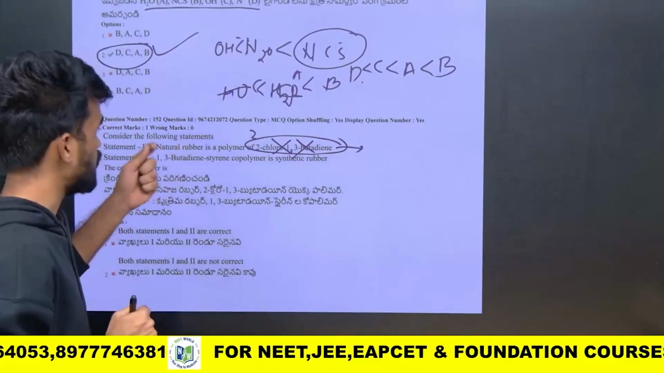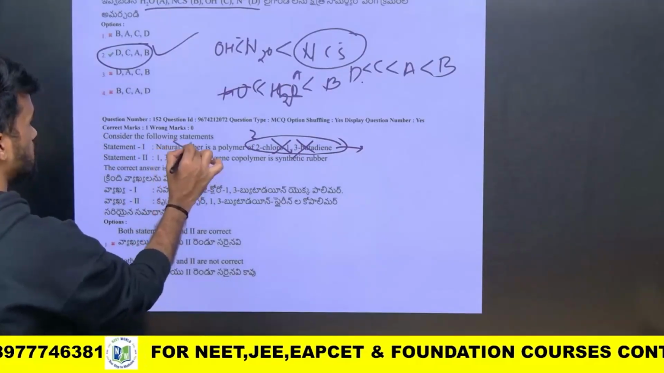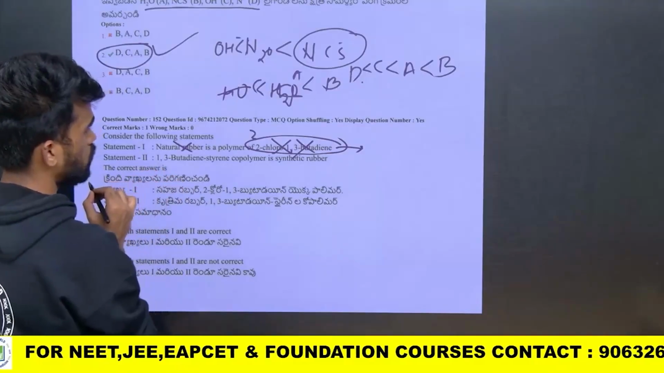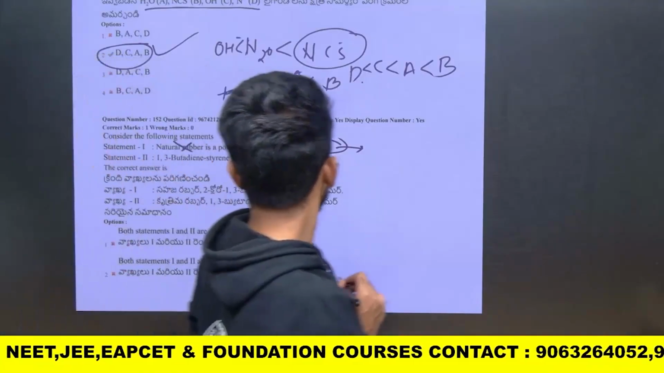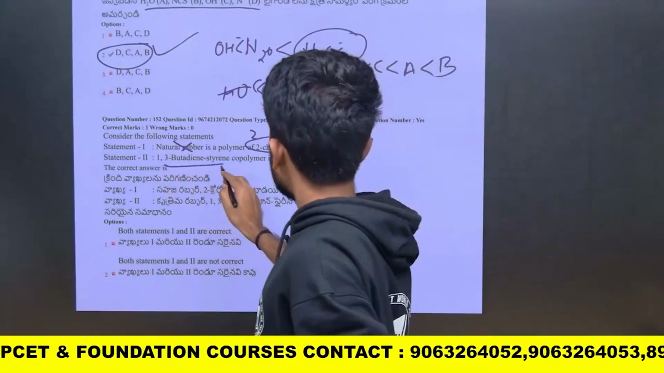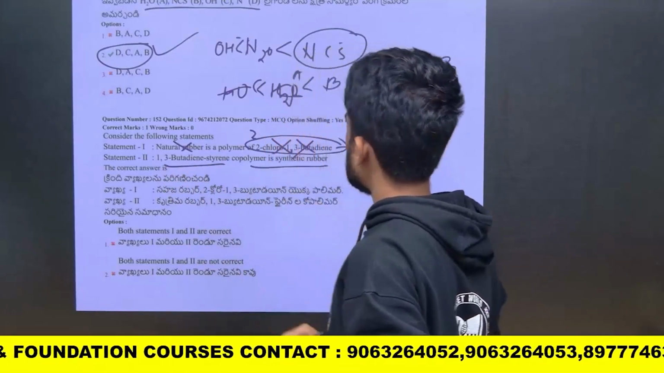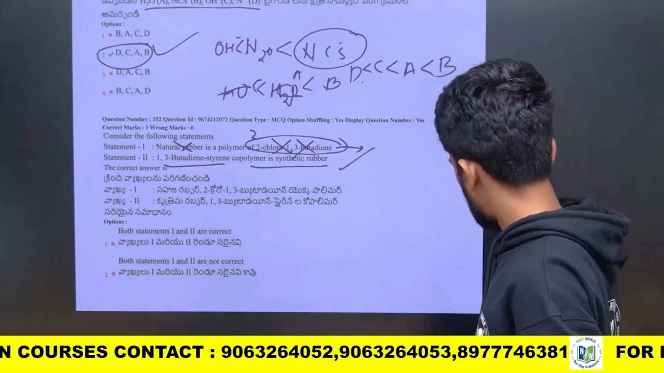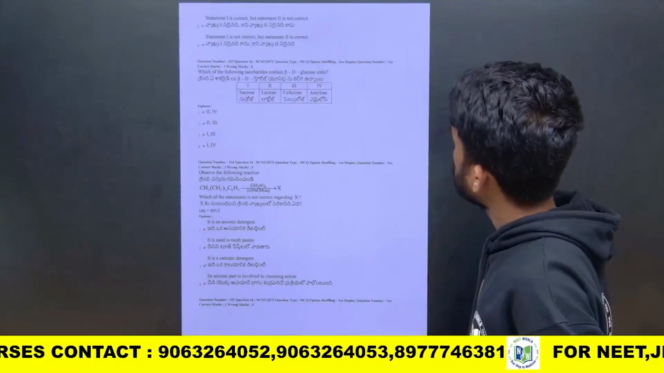But here they are saying natural rubber. No, this statement is incorrect. Okay, next one, 1,3 butadiene styrene copolymer is synthetic rubber. Yes, that is correct only. Statement 2 is correct. So let me check the options.